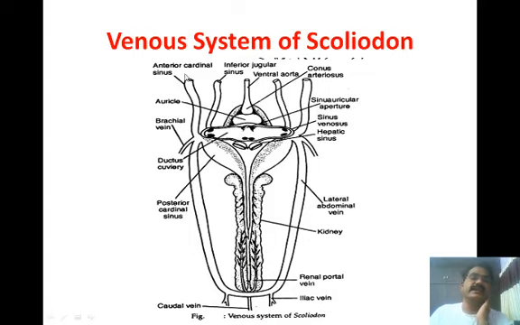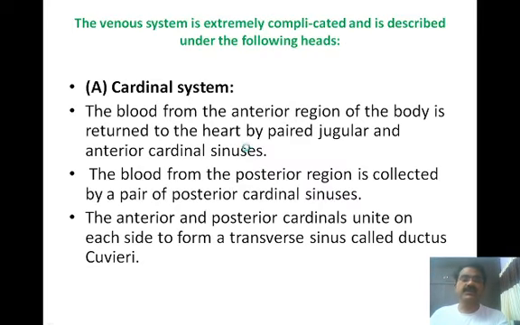Then here the anterior cardinal collects the blood from the head regions and opens into the ductus cuvieri, and from this there is a sinus venosus. Here there is an inferior jugular, left and right branches of the inferior jugulars. They occur in the venous system of the Scoliodon.